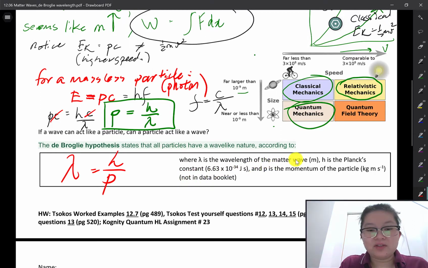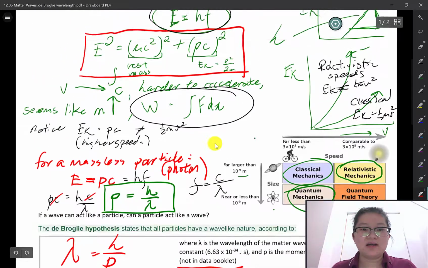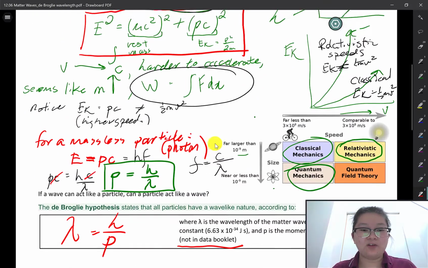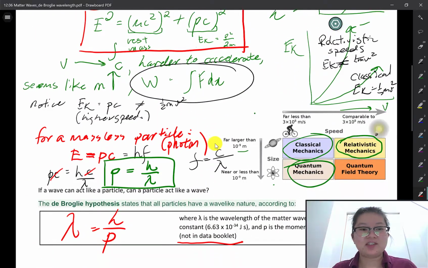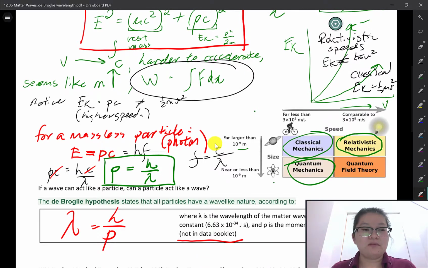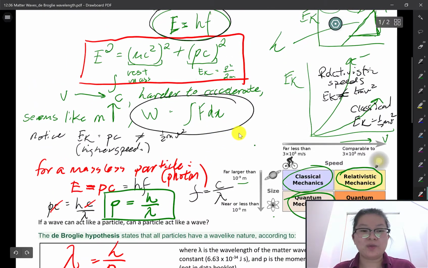One thing I want to mention is that this equation is not in your data booklet, okay? So you have to just know this relationship. This is where the de Broglie hypothesis comes from. And essentially, we just have to be careful with the application of these equations, especially when particles move closer to the speed of light, and what we can use and what we cannot use.